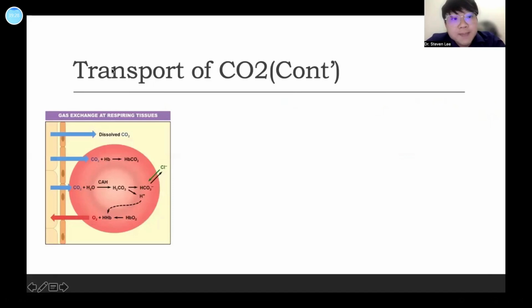Now, you must remember, for transport of the carbon dioxide, there are 2 types of exchange. It's just like our gaseous exchange, right? There are 2 sites where it can happen. One is between the cell and the blood. Another one is between the alveolus and the blood.